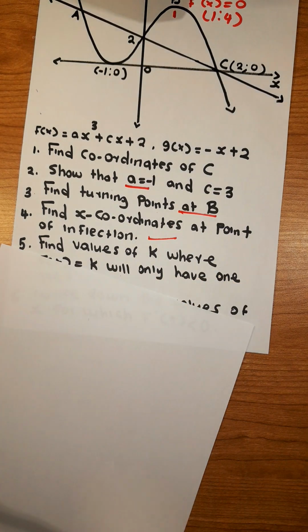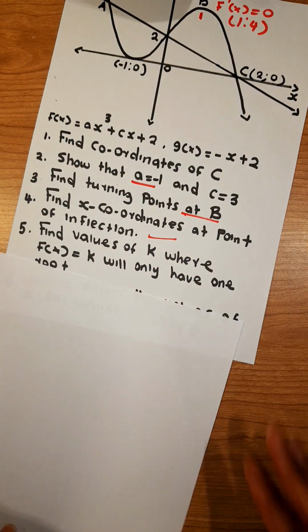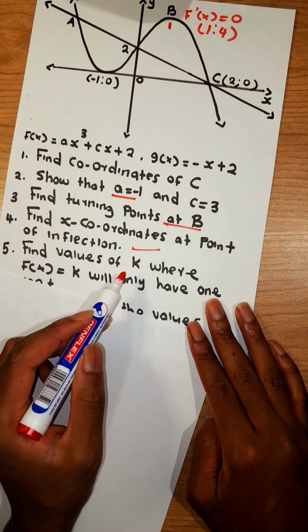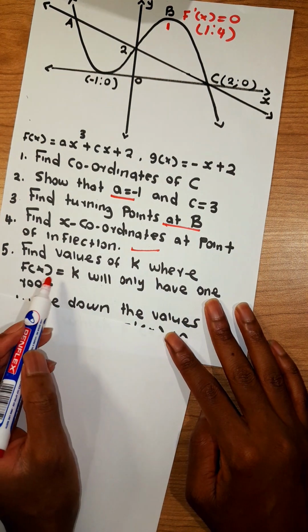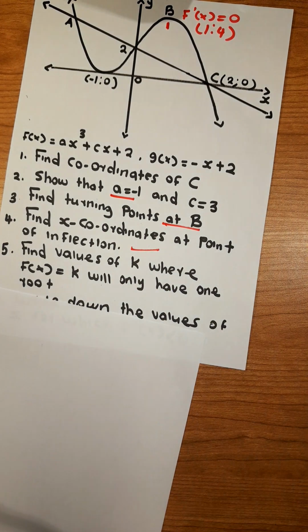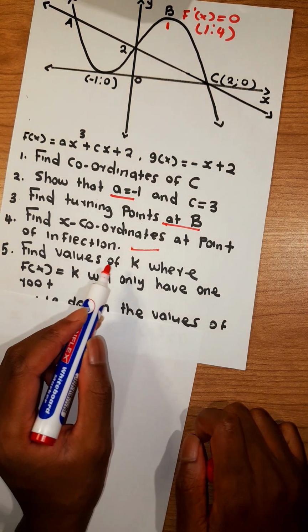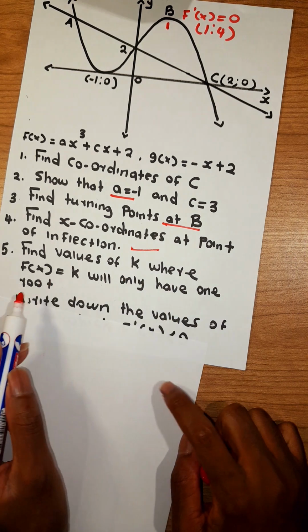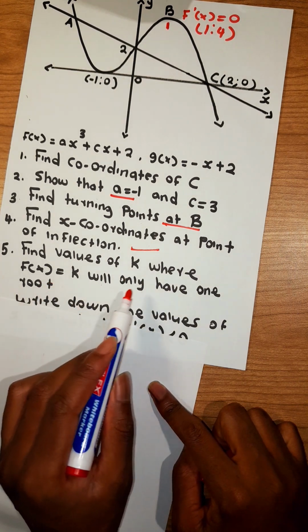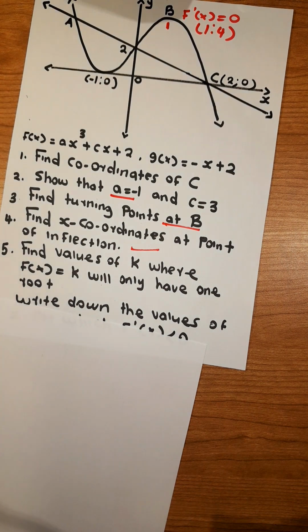Now, let's look at this next question. This is the question that I love so much. This question says, find the values of k where f of x equals k will only have one root. They don't care whether it's positive or negative. They're just saying find the values of k where f of x equals k will only have one root. So I want to show you how you find this kind of question.